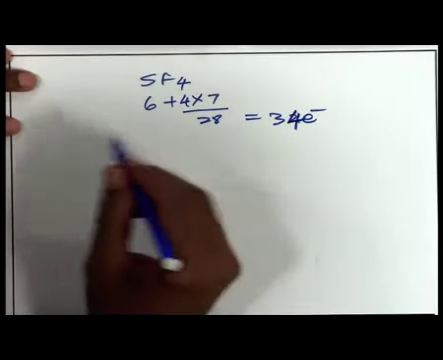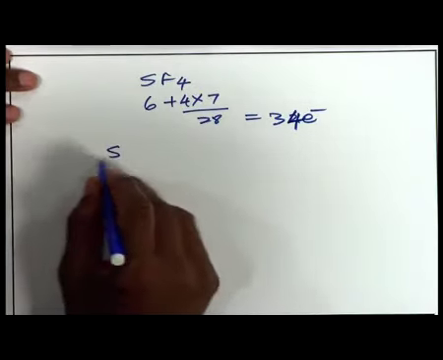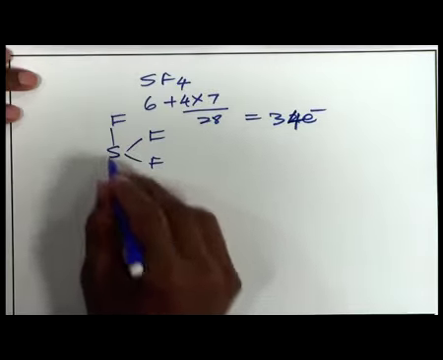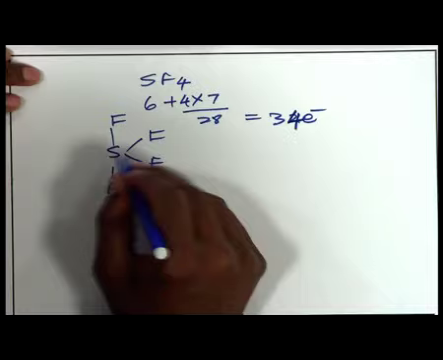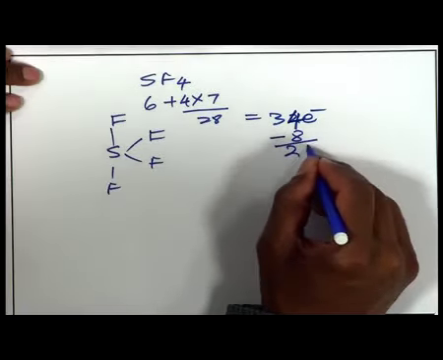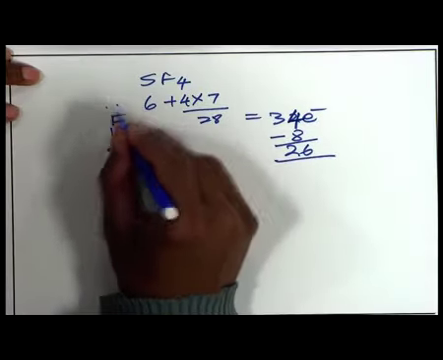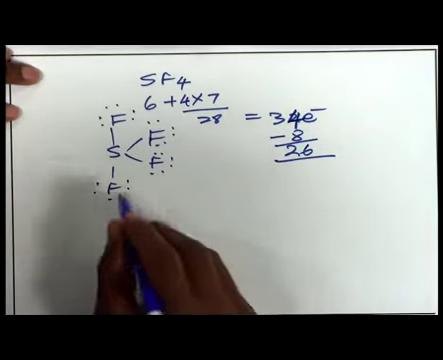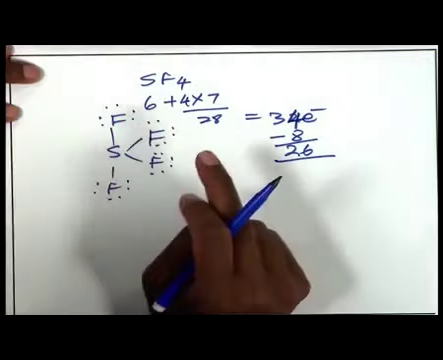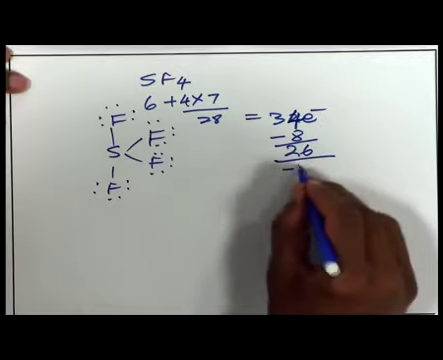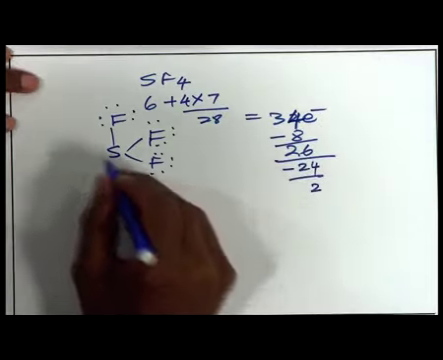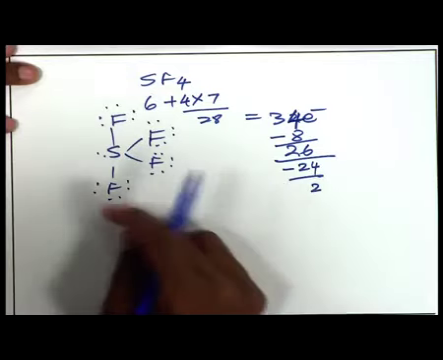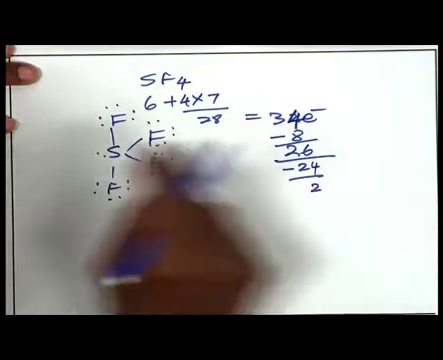So you can draw the approximate geometry. Sulfur is the central atom, and you draw 4 fluorines around the central sulfur atom. So 4 bonds are drawn, and 8 electrons are gone. The remaining is 26 electrons, which can be arranged in this way: 6 plus 6 plus 6 plus 6, so 24 electrons are gone. Minus 24, there are 2 electrons remaining. Those 2 electrons should be added to the central atom, because leftover electrons should be given to the central atom after filling the octet of terminal atoms.